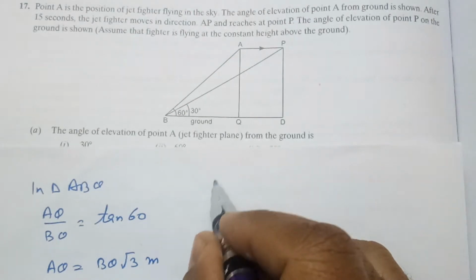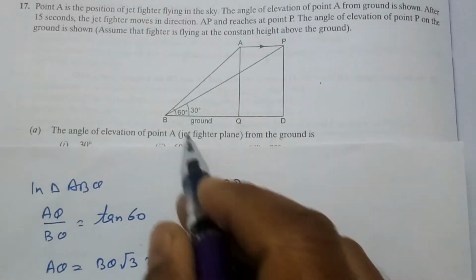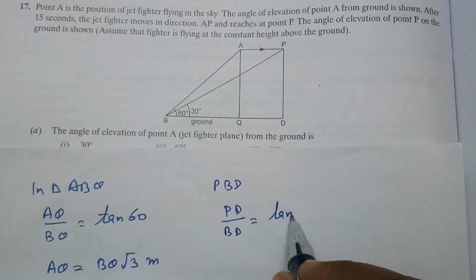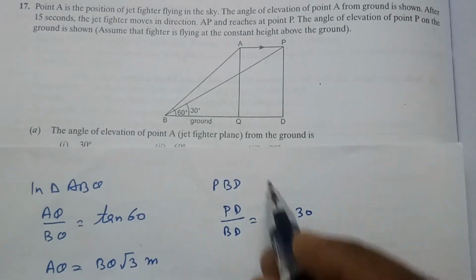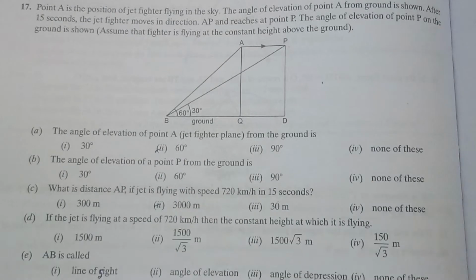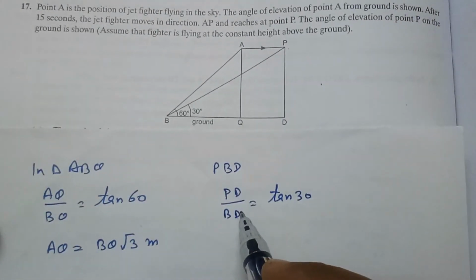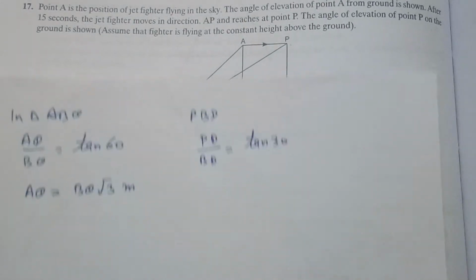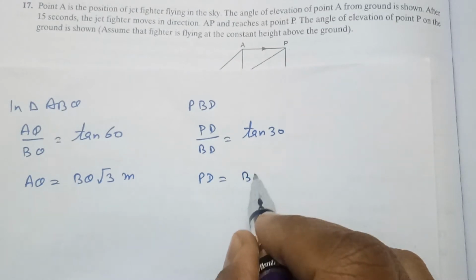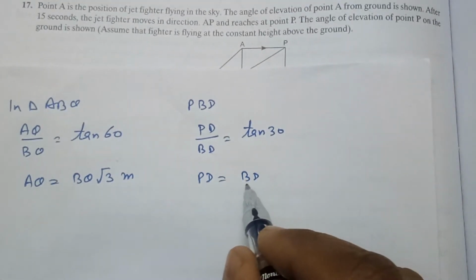And in triangle PBD, PD over BD equals tan 30 degrees. And here you can see this QD we already calculated in the previous part, which is 3000. So PD equals BD into tan 30. Tan 30 is 1 upon root 3.